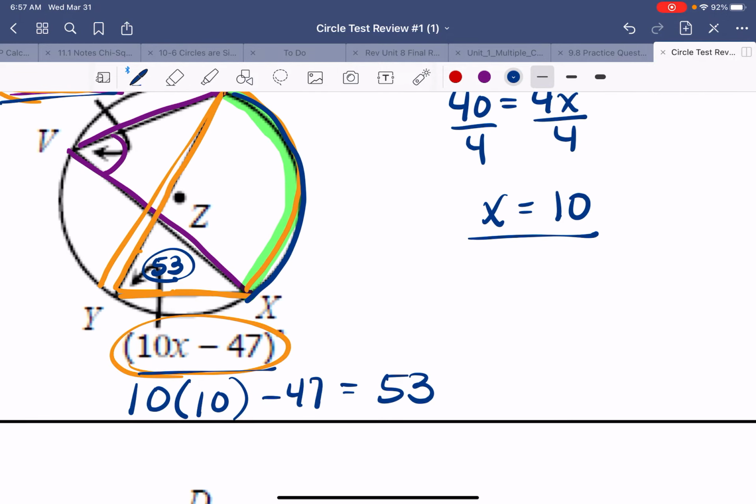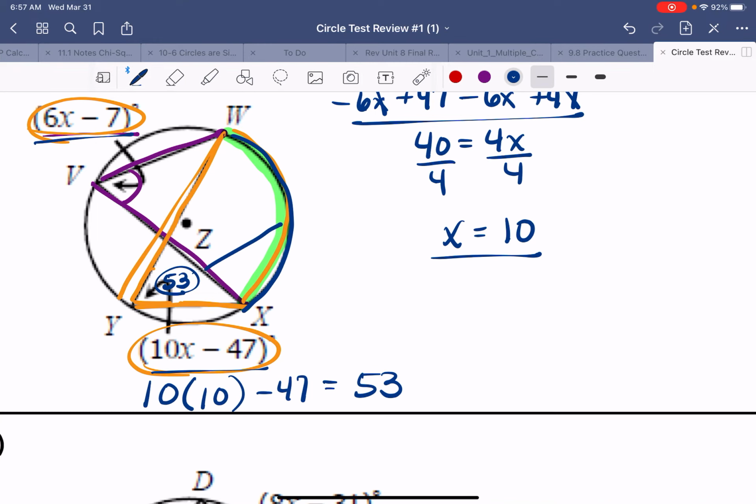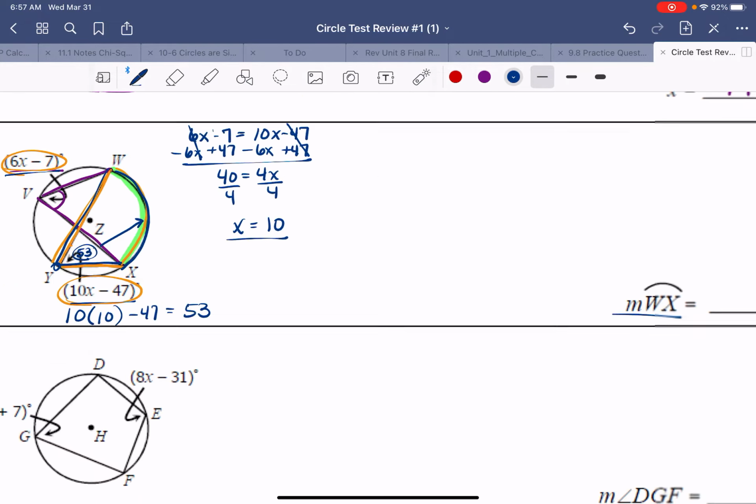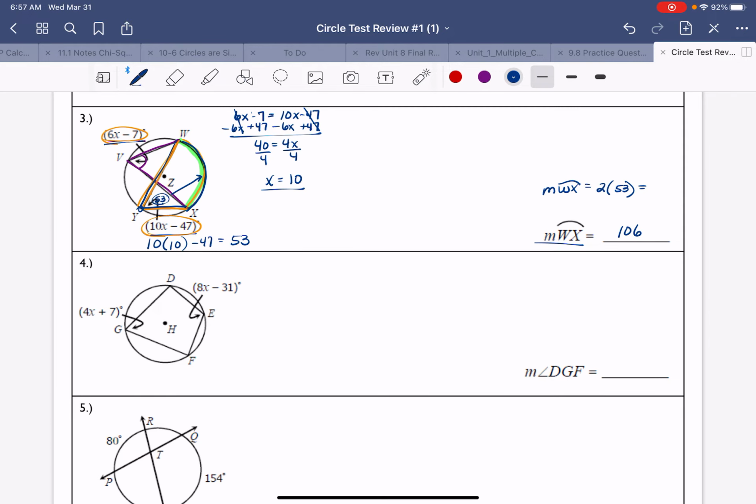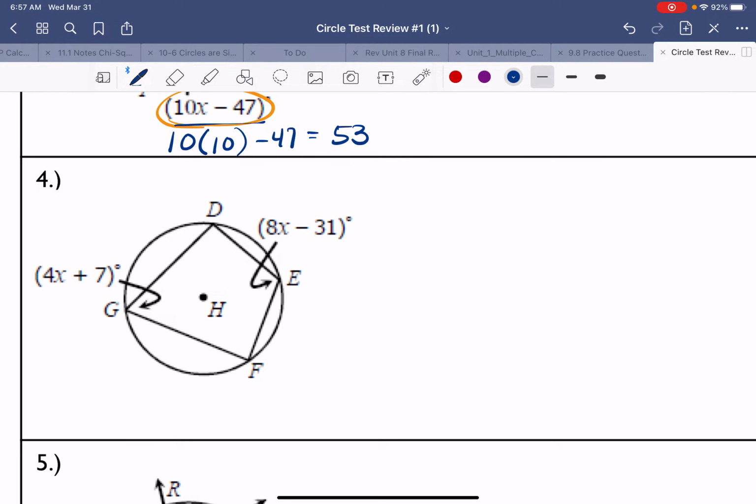And then again, to go from your angle to your arc, that is an inscribed angle that we have right there. So all we would have to do is multiply this by 2 to get our arc. So I know that the measure of arc WX is equal to double whatever the angle 53 is, which gives us 106.